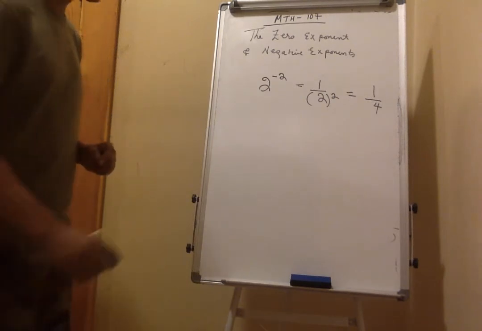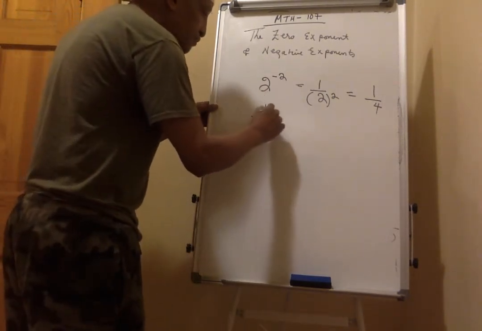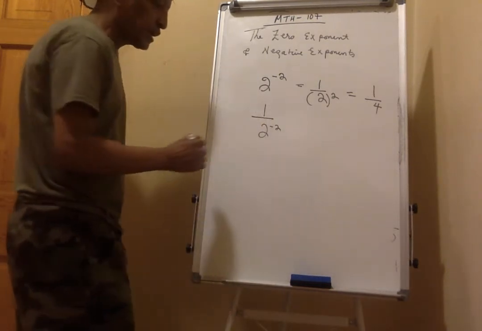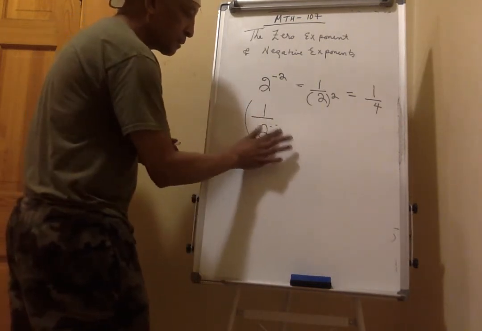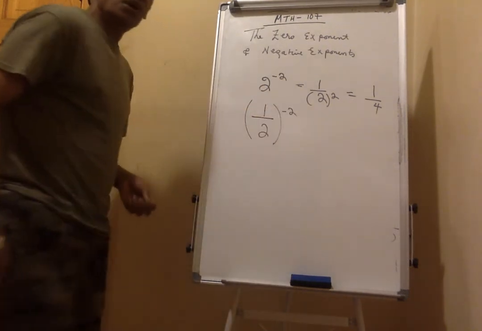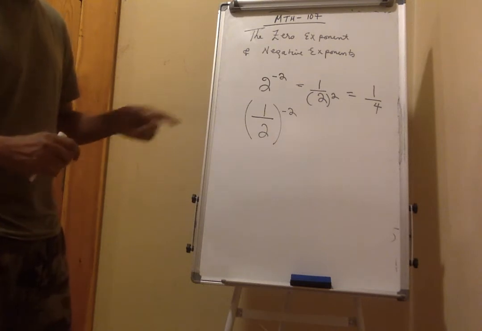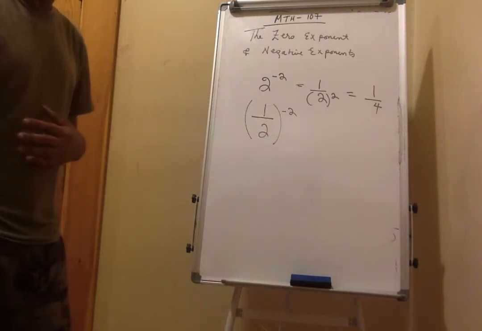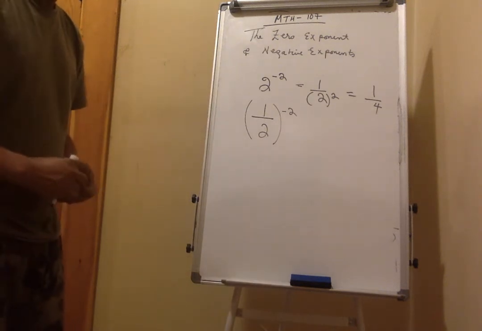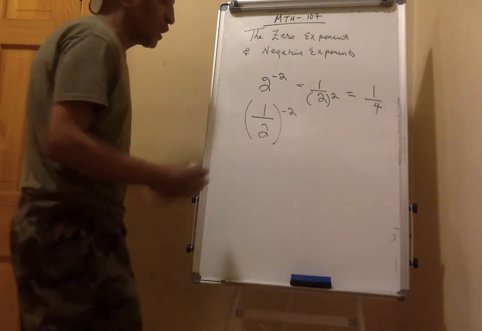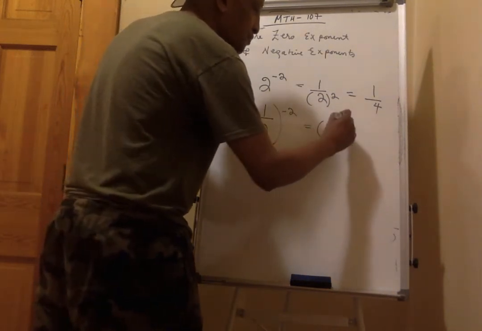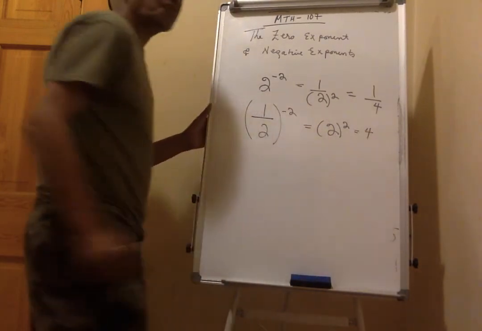The converse is also true. If you have 1 over 2 to the negative 2, what it's telling you is change this into a positive 2. In order to do that, you have to find the inverse of 1 over 2, which is 2 over 1, or 2. Then this becomes 2 to the power of 2, which is 4.